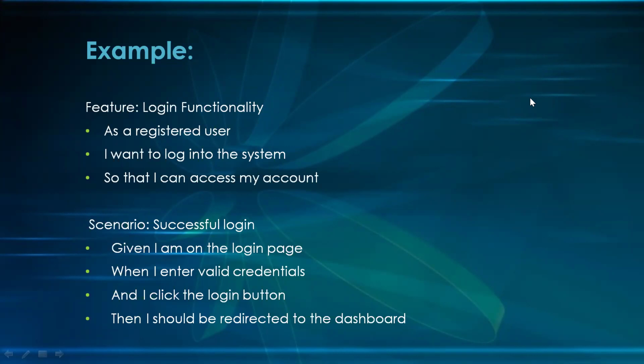Your BAs must have started writing their stories by now. I think you are in sprint 0. So your stories will be coming in this format, or your acceptance criteria will be coming in this format. Given I am on the login page, when I enter a valid credential and I click the login button, then I should be redirected to the dashboard. So this is what will come from the BA. Then you as a tester will then take this action and expect a successful login when you've taken this action. That is now your outcome. That is your expected results.